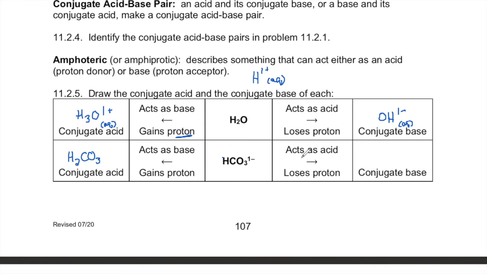Bicarbonate can also act as an acid and lose a proton. It does still have a proton that can be lost. That would make it the carbonate ion. We are losing an H, so we just have the CO3, and we are making the charge go down from -1 to -2. So the conjugate base of bicarbonate ion is carbonate ion. So be sure that when you are doing this and getting the conjugate acid or the conjugate base of something, that you only lose one proton.